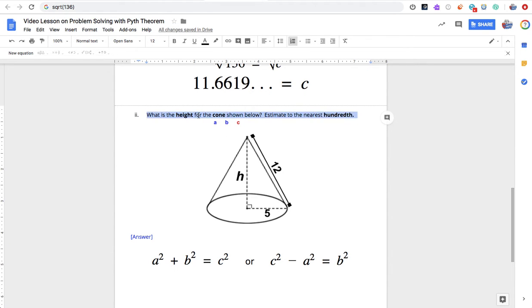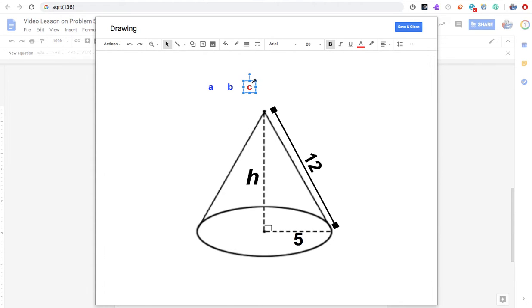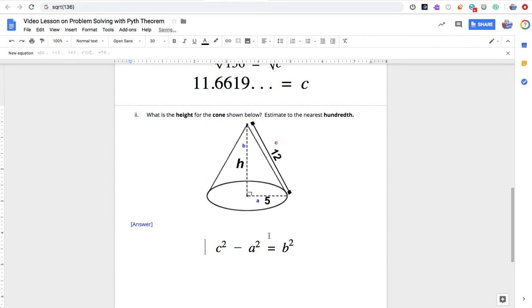So if we want to find the height for a cone and we know the slanted height of 12 and the radius of 5, when I open this drawing, I understand the biggest side, C, the hypotenuse, is going to be the slanted height for a cone, which makes A and B 5 and 12. The important thing to recognize, now I know C this time. I need to try to find out what B is, so I'm going to use the second version of this formula, C squared minus A squared equals B squared. We're going to replace the C with 12. We're going to replace the A with 5 because we're trying to solve for B, and those are the two values we knew.